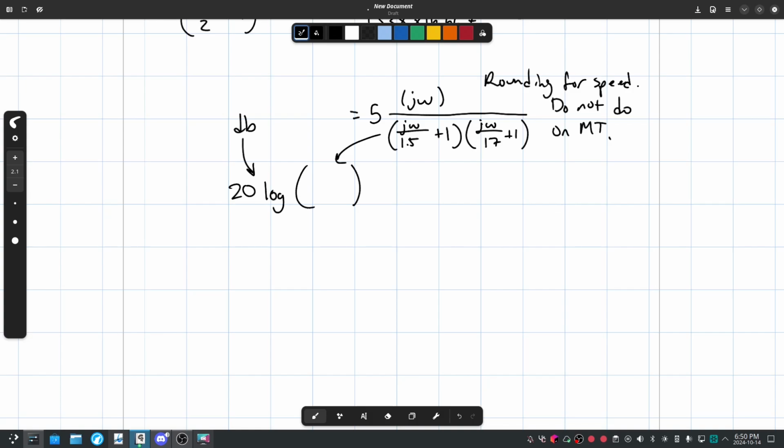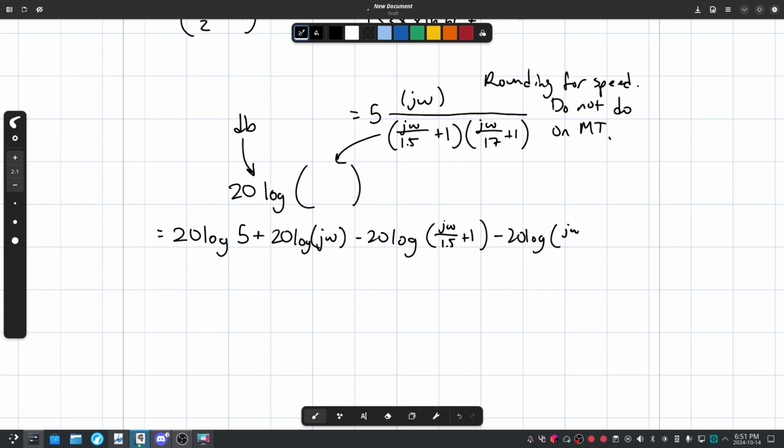And remember the properties of logarithms. Multiplication splits into additions and division splits into subtraction. So this whole thing can be expressed as 20 log of 5 plus 20 log of jω minus 20 log of jω over Z over 1.5 plus 1 minus 20 log of jω over 17 plus 1. That is what we are plotting.